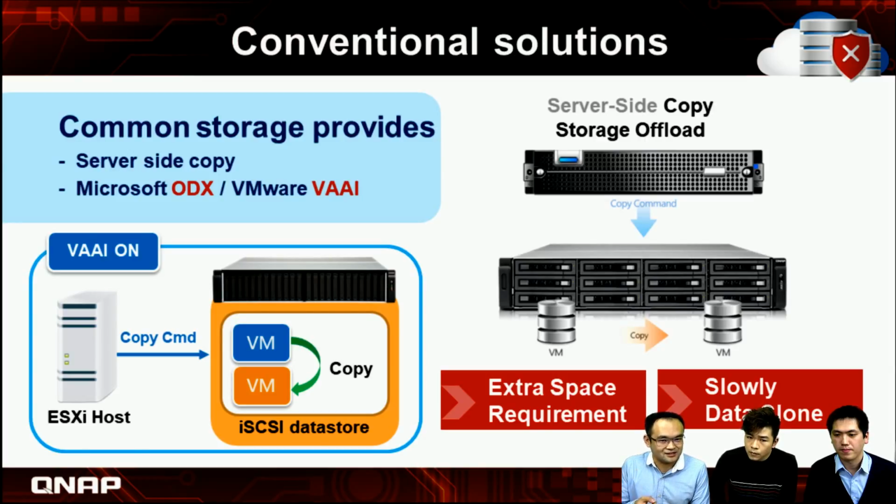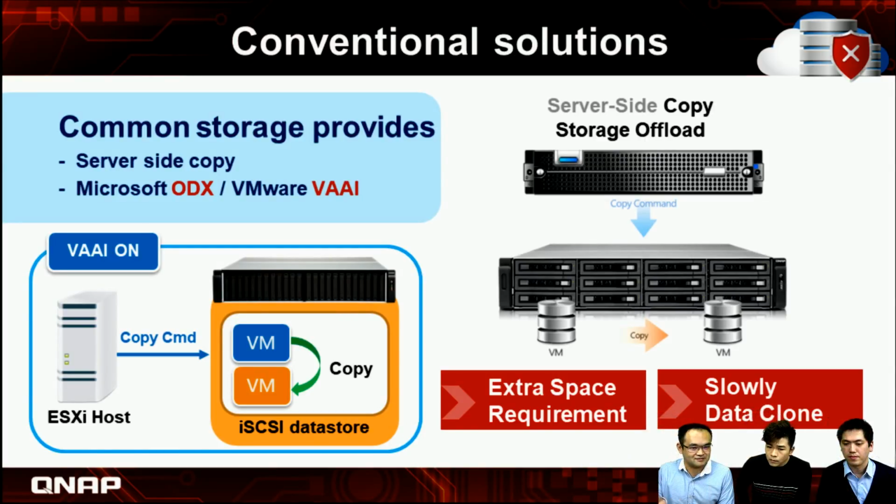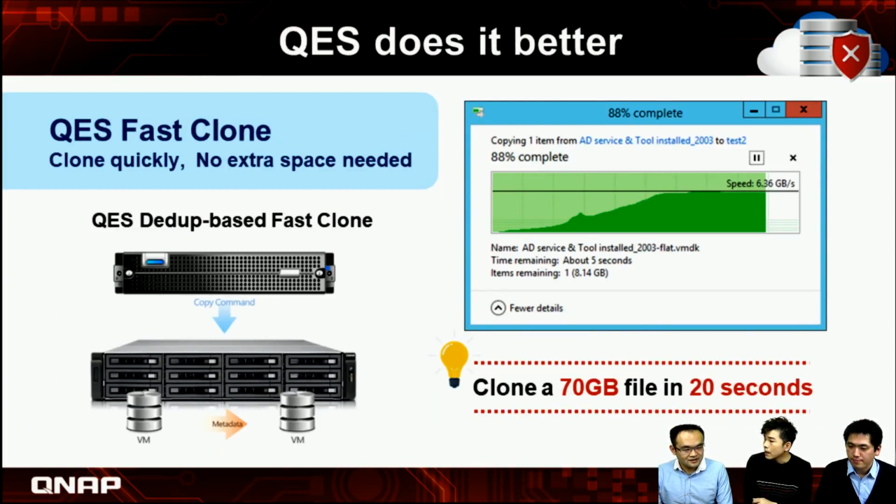But as we mentioned the other two problems on the previous page, it still needs extra space for the duplicated data, and it also takes time to copy the file, so the copy cannot complete quickly. So even with the common solutions, we still face two problems: extra space and slow data clone time. I think for these two existing problems, our QES has a special solution, right? Yes. QES supports Fast Clone, which can clone quickly with no extra space needed.